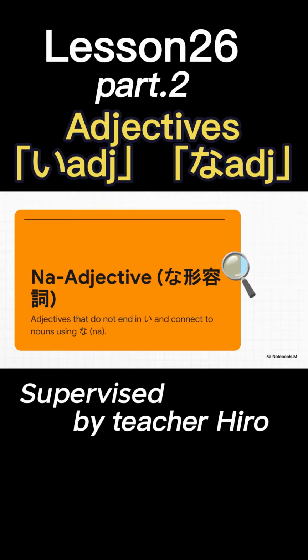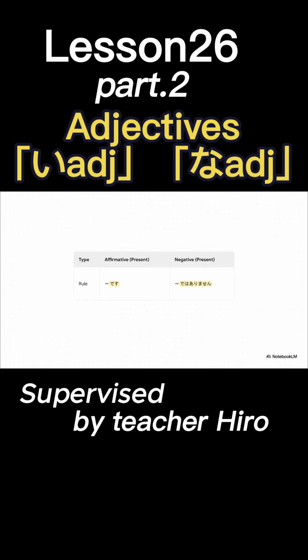They get their name from the na particle that's used to connect them to nouns, like in kirei na heya, for a clean room. But for what we're doing today, we're really just focused on how they act at the end of a sentence, and that's where you see a totally different approach. And here it is, the huge difference. Unlike i-adjectives, the na-adjective itself doesn't change one bit.